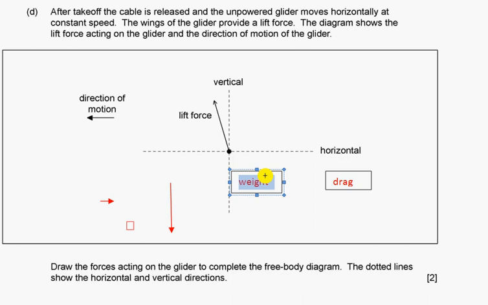Let us read the next question. After takeoff, the cable is released and the unpowered glider moves horizontally at constant speed. So this is the key phrase, constant speed. It means that forces should be balanced. The wings of the glider provide a lift force. The diagram shows the lift force acting on the glider and the direction of the motion of the glider.